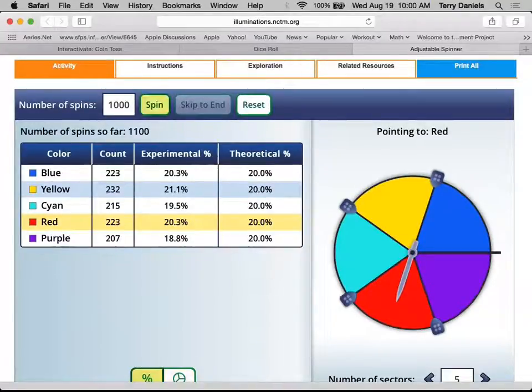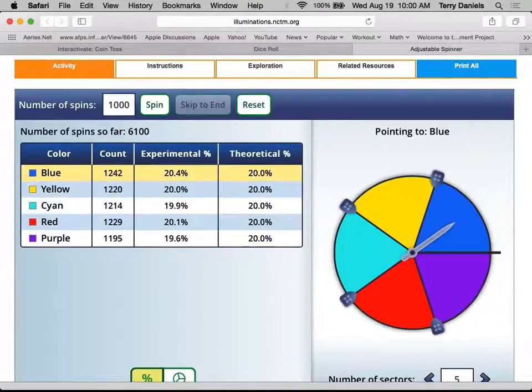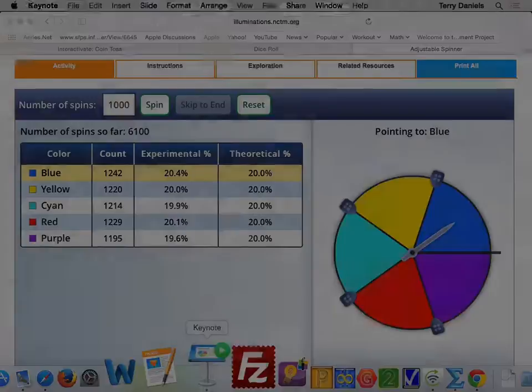Let me spin another 1,000 times. And we're getting even closer. Look, 4 of them are 20 point something. It's the purple that's not. But if I keep spinning, I should eventually expect to get close. And we can see we've got a couple that are in the 19s, but one of them is 19.9, which obviously is close, and 19.6 is. So the more we spin, the closer we get to that theoretical probability.